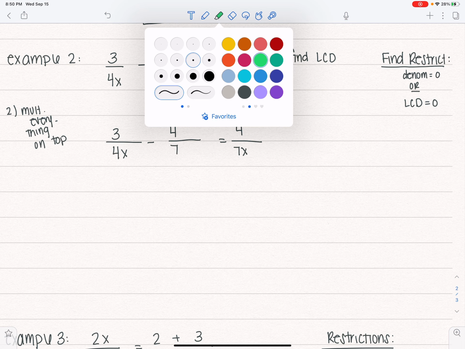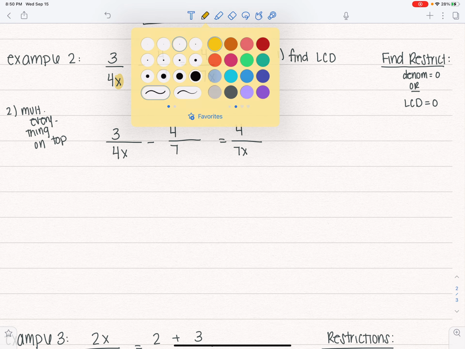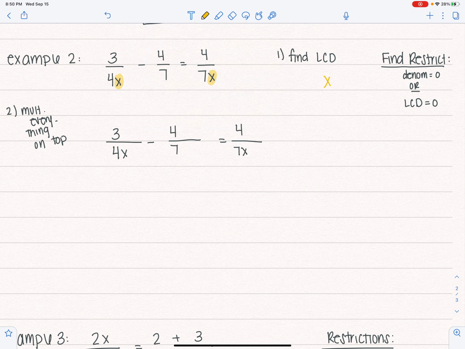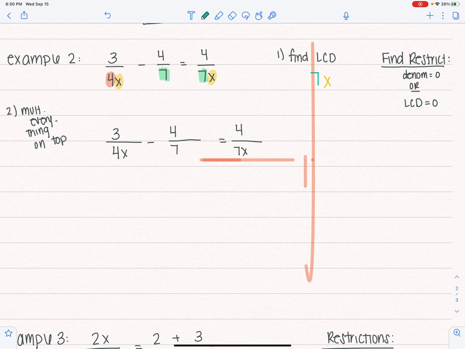So when I'm looking at my denominators, 2 of the denominators have an x in common, and so in my LCD, I only need one x. Then 2 of my denominators have a 7 in common, so in my LCD, I only need 1 7. And from the LCD, I am missing this 4, and so I'll have also a 4 in the LCD. And so my LCD is going to be 4 times 7 times x. Or you can write that as 28x.